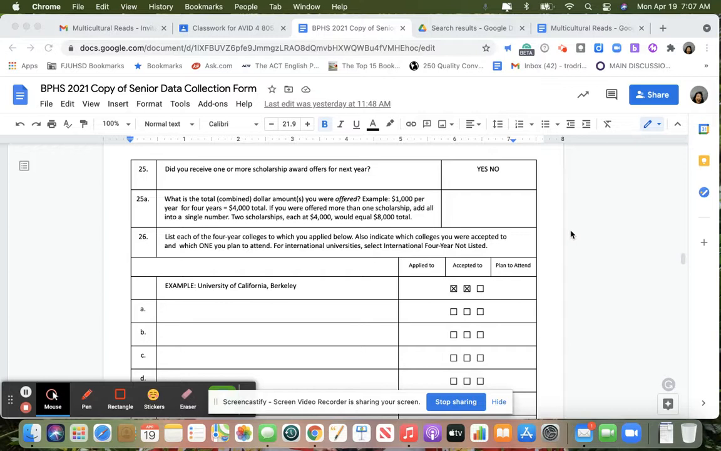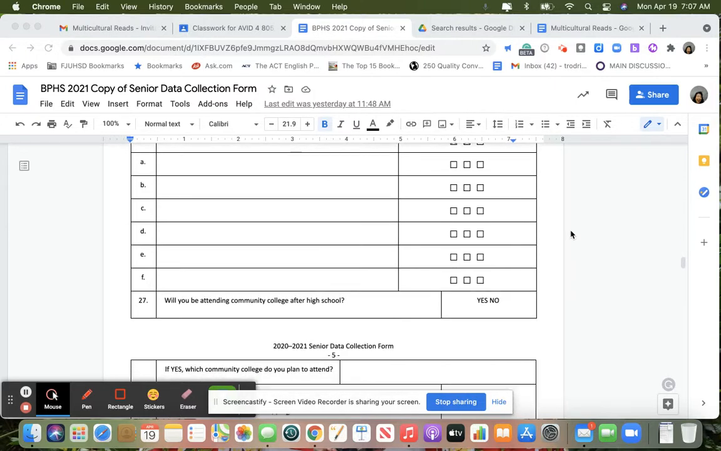They want to be able to indicate that AVID students received on average this much in the way of scholarship and award. Again, part of it is designed to help show the people who do pull money out of their pockets for our program that it has a benefit directly correlative to you.